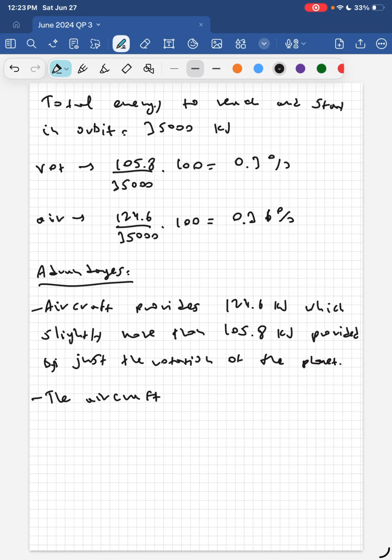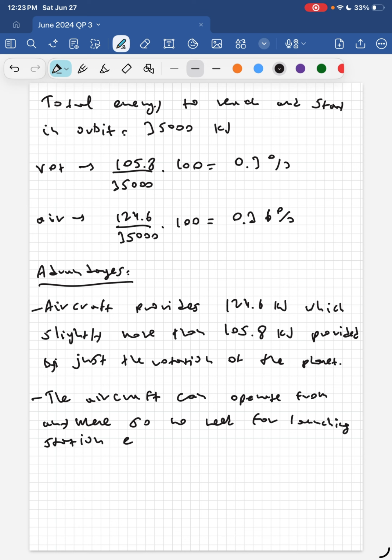So the advantage of the aircraft is that the aircraft can operate from anywhere. So no need for a launching station near the equator. So the two advantages are that we gain some energy from the airplane, which is slightly more than the one provided by the rotation, and most of all, you can do this from anywhere on the planet. You don't need to be near the equator, and you don't need a launching station.